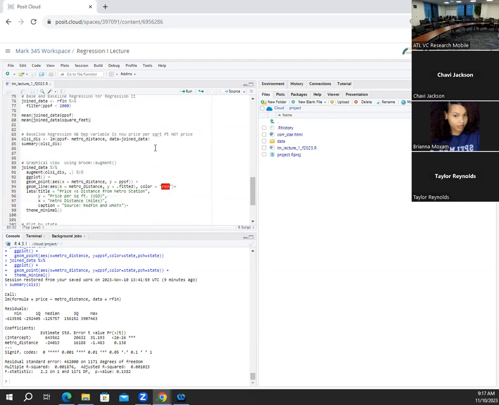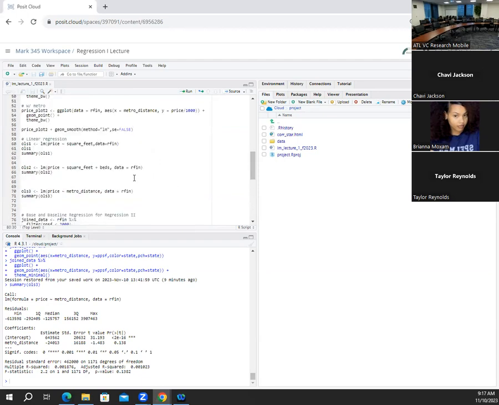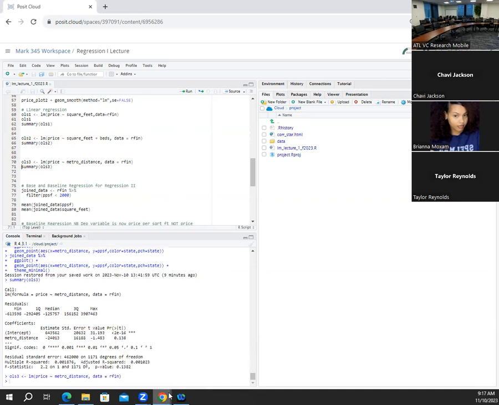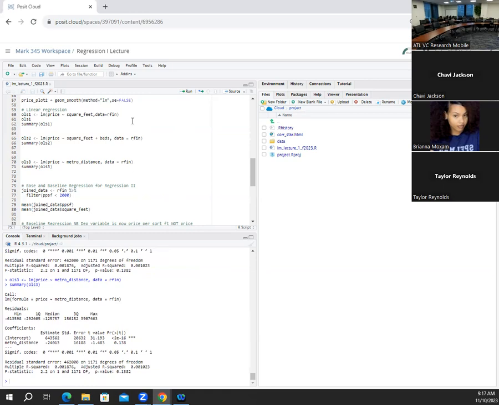and show you what we meant by that. This was the problem that you did at the very end of class, at lines 70 and 71. We ran this regression of prices against metro distance. Let me go ahead and run that, and then report those results. That's down here at the bottom.